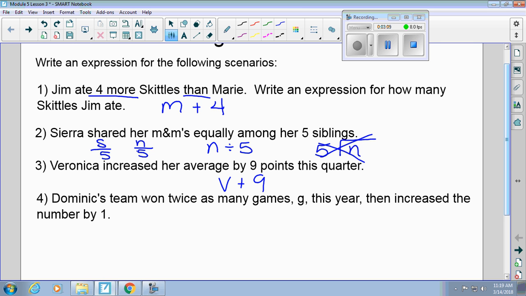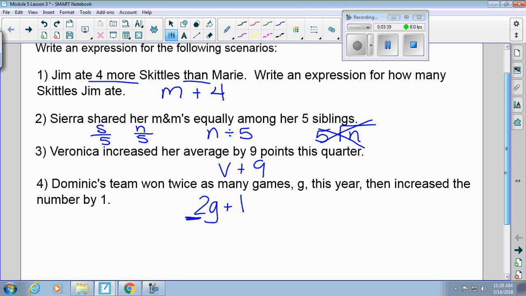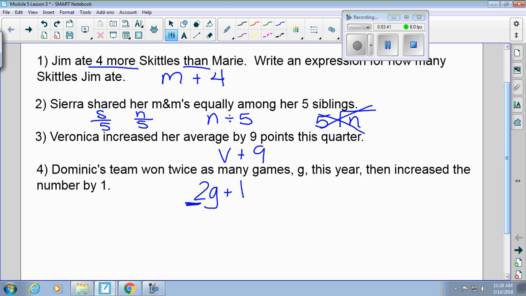Plus 9. Dominic's team won twice as many games G this year, then increased the number by 1. What would we have for that one? Malaya. Say it into the mic, please. 2G plus 1. Very good. 2G plus 1. I like that you put that 2 out in front of the G. You used a coefficient, we call it. Right here, that's a coefficient, and that indicates what operation? Everybody? Oh, good job.